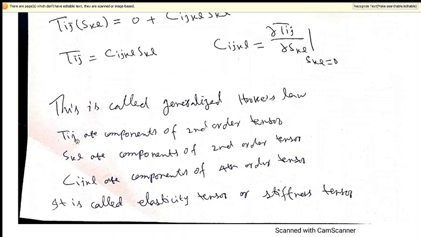We know that these are the components of a second order tensor, and that tensor is called the stress tensor. These are the components of a second order tensor, and that tensor is called the strain tensor. Now these are the components of a fourth order tensor, and it is called the elasticity tensor or stiffness tensor.